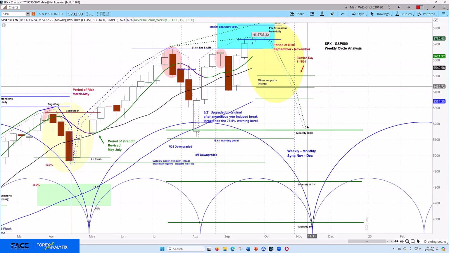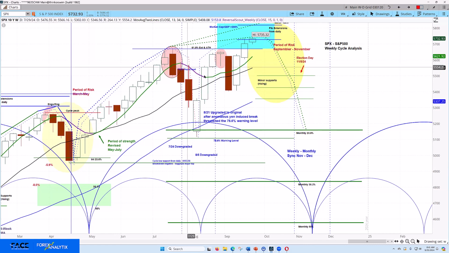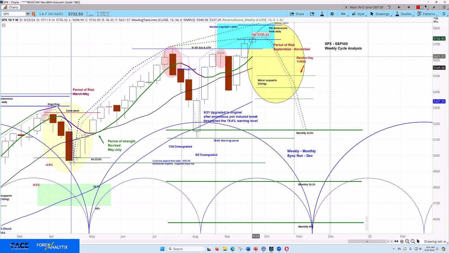It could happen where it's 12% and get all the way down to the monthly 23, which is under 5,200. So the next 6 weeks or so are a period of very high risk. We're in that window but there's no sign of a peak yet. You can see in here where our reversal scout turned up, it's bullish momentum here on the weekly chart.